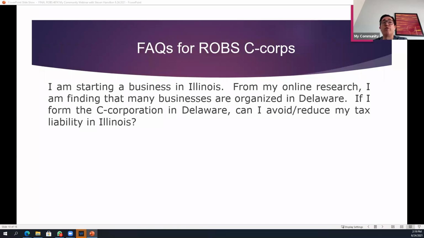Exactly. For our clients, most of them are starting a business where they live and work and the business operates. All the clients are in the same state, like in Illinois in this simple example. So they typically conclude that there's no reason to set up a company and have to maintain a company in a different state. Correct. But that question does come up just because of the whole Delaware common knowledge out there, common thinking.